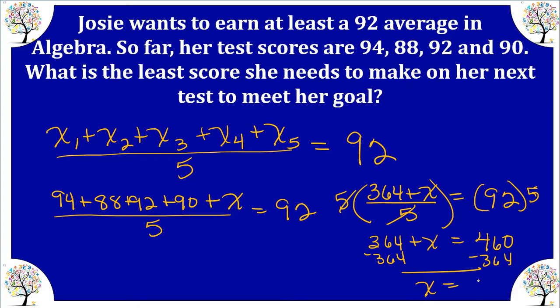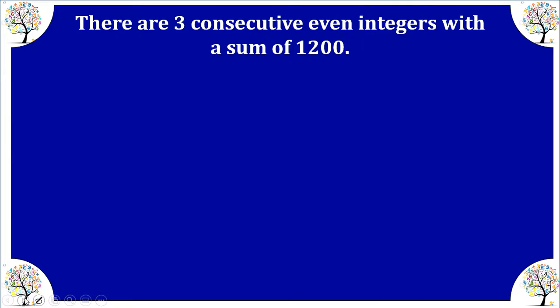And a 96. So she needs to make a 96 or higher to meet her goal of having a 92 in algebra. There are 3 consecutive even integers with a sum of 1200.